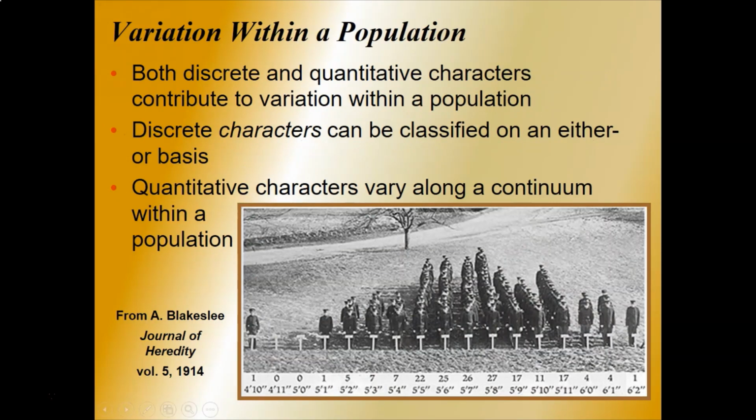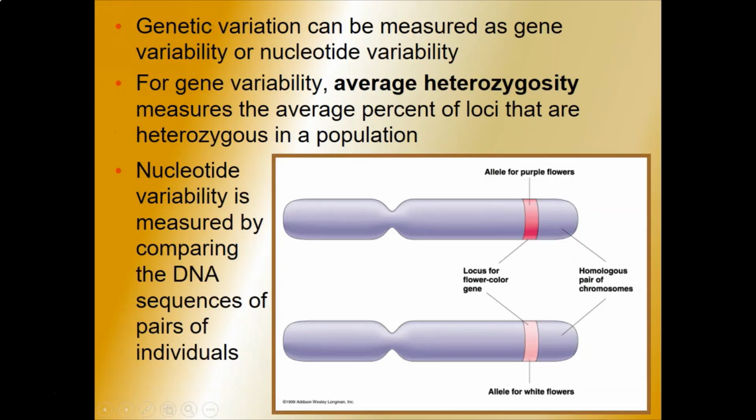So you know that we have both discrete and quantitative characteristics. Discrete characteristics are an either-or. That's kind of like a pea plant having purple or white flowers, right? So an either-or kind of thing. Either you have a widow's peak or you do not. Whereas quantitative characteristics vary along a continuum, if you remember, like polygenic inheritance, right? So sometimes it's the amount of certain alleles that you get in certain genes that will give you your traits.